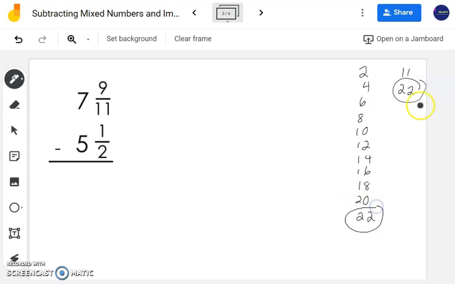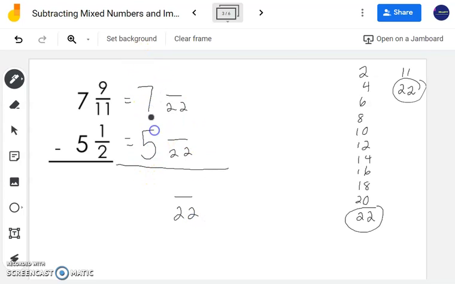Now, many of you right away could have recognized, okay, we're going to use 22 as my least common denominator, which is fine. If you started with 11, you have 11, 22, and that's it. And you notice 22 is an even number, which means 2 is also going to work for this problem too. So now, looking back here, we have 7 and 9/11 minus 5 and 1/2. I want my denominators to be 22. This is wonderful. I determined that on the side by finding my least common multiple, which is my least common denominator. Now notice here, I'm going to also include my whole numbers.